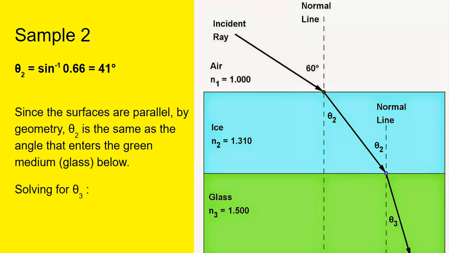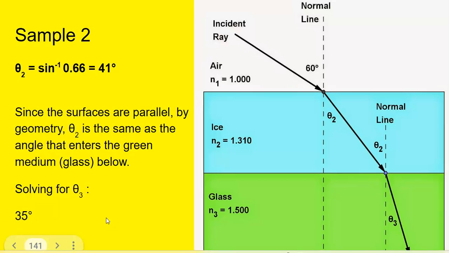So if you solve this for theta 3, which is the angle down here, boy, oh boy, I can really now see why people start to hate physics with all the different symbols. It does get very confusing. You end up getting 35 degrees. Now, I didn't work that out for you, but I'll just walk you through it. You have N, which is 1.310 times the sine of theta 2, which was 41 degrees, and that equals 1.5 times the sine of theta 3. And once you go through the calculator work, you should end up with a theta 3 of 35 degrees.